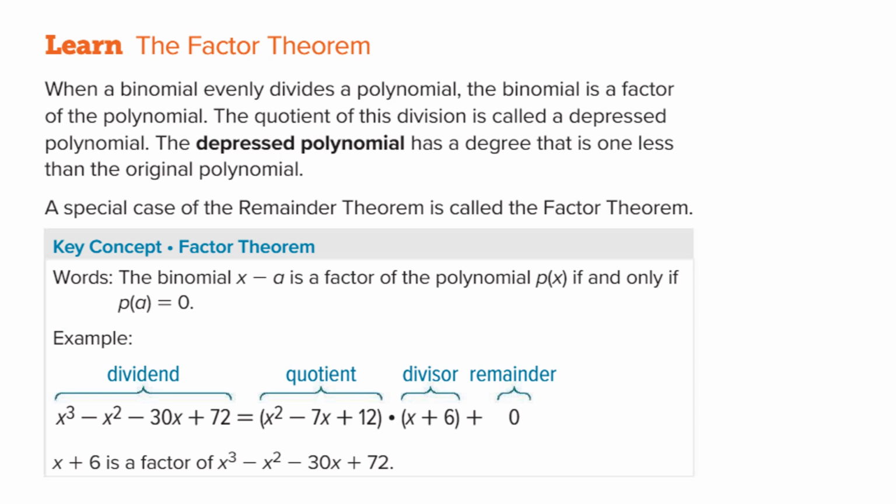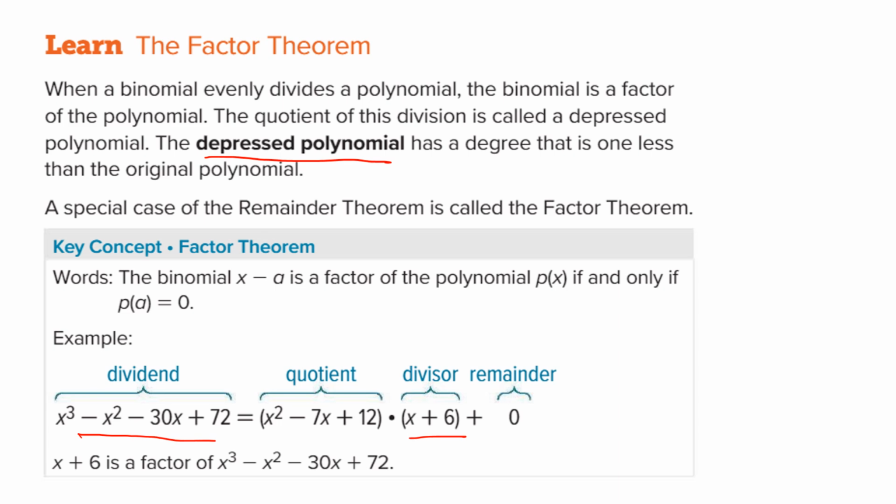Before we go to the questions, let's understand the factor theorem that will be used in solving the question. I want you to understand what a depressed polynomial is and then how we go about finding the factors. So how the question will come for you: you will be given a big polynomial called the dividend, and you will be given one of the factors, like this one, the divisor x plus 6.